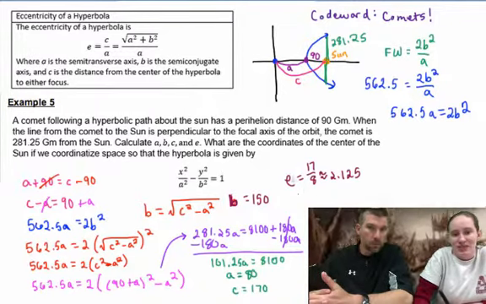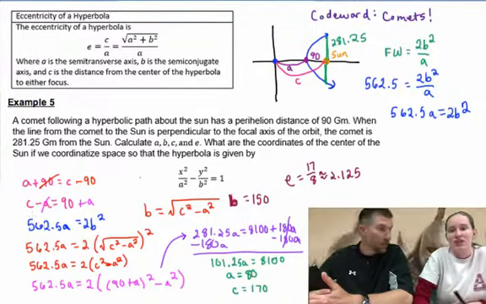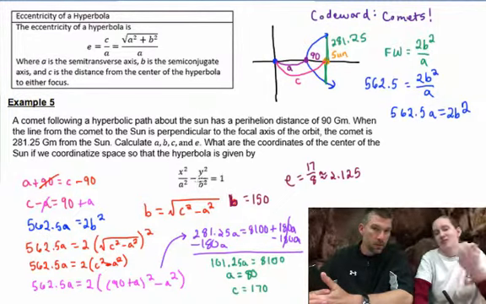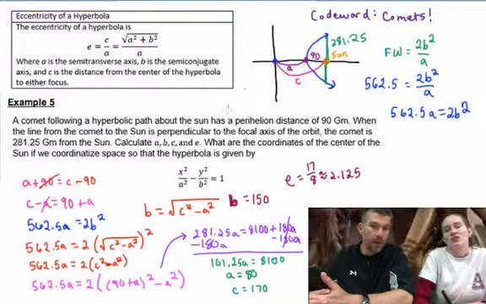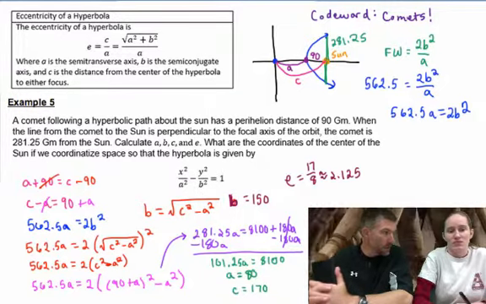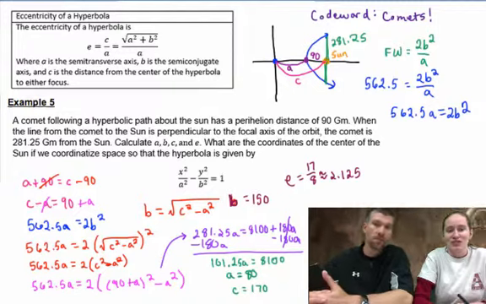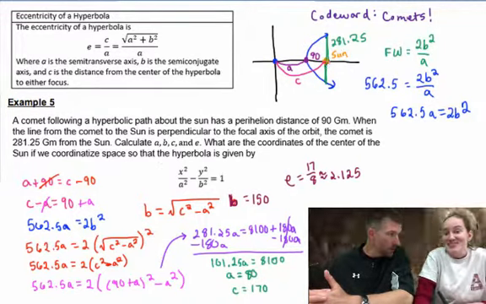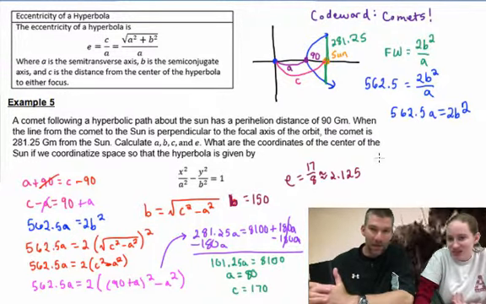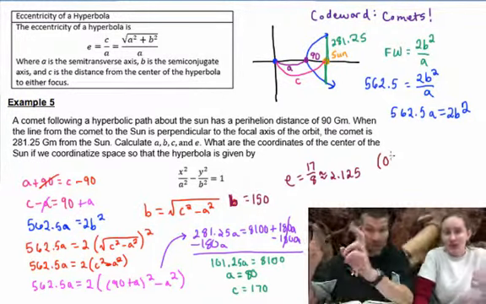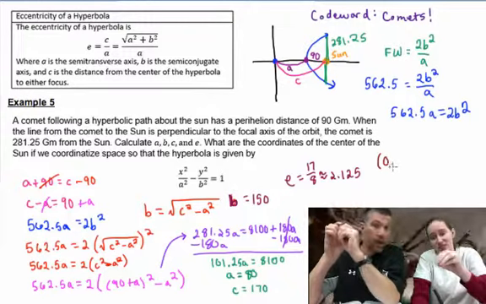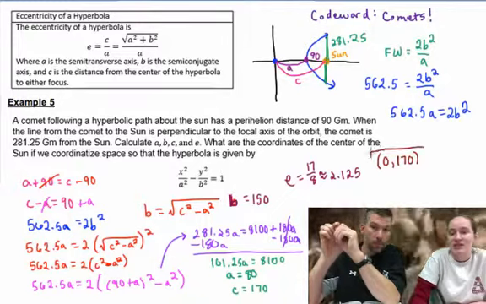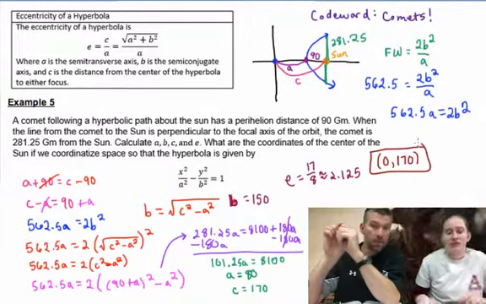Now, what are the coordinates of the center of the sun if we coordinatize space so that the hyperbola is given by this standard form with the center of our hyperbola at 0, 0? I think it's okay to coordinatize space in general. So the sun is the focus, which is C units from our center. The way we have it set up, it's positive C units, and our C is 170, so it'd be at 0, 170. Ta-da! There you go.